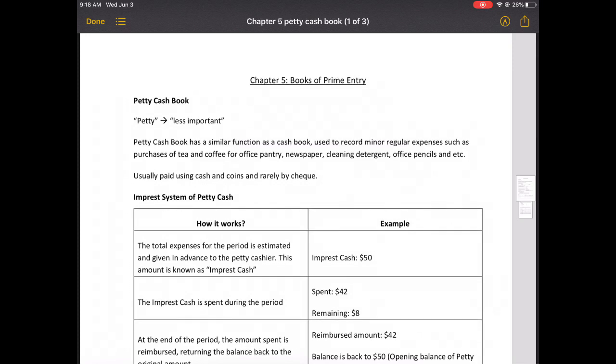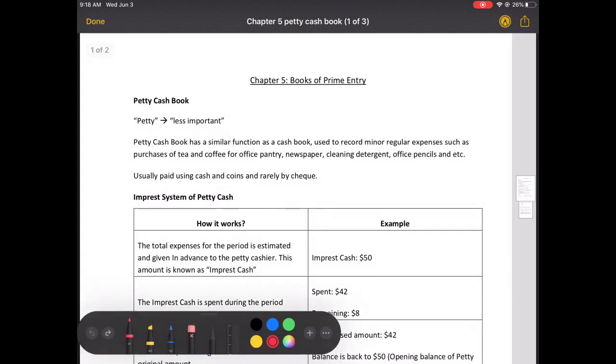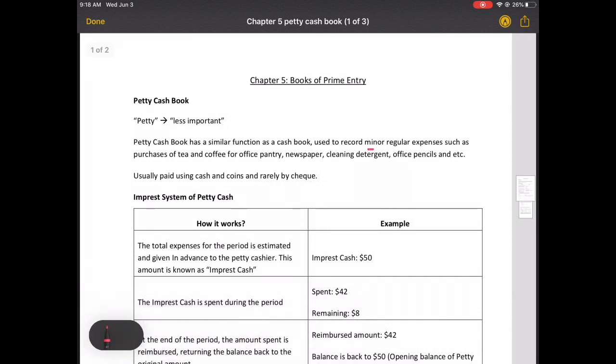So the word petty cash book is actually focusing on the word petty, which means less important. So you are recording expenses that are less important in terms of maybe the amount is very little. It could be $1, just $5, compared to the business profit, which could be $10,000. The petty cash book has a similar function as a cash book, used to record minor regular expenses. For example, you may be buying your car fuel every week, but it's only $10, such as purchases of tea and coffee for office pantry, newspaper, cleaning detergent, office pencil, and etc.